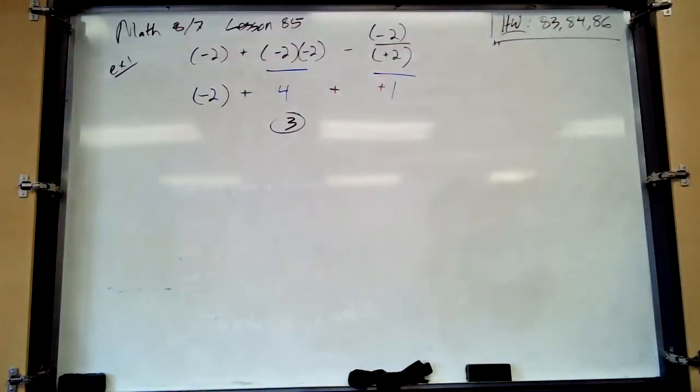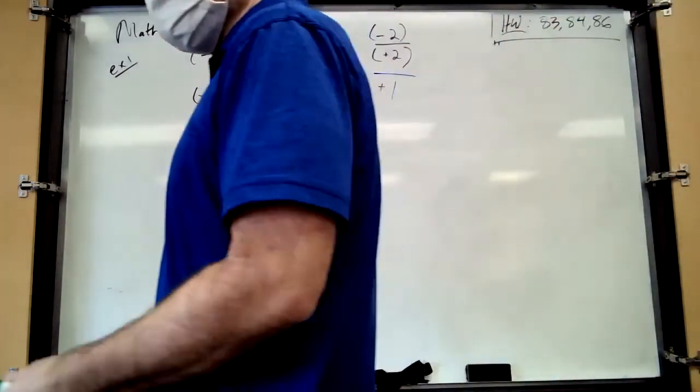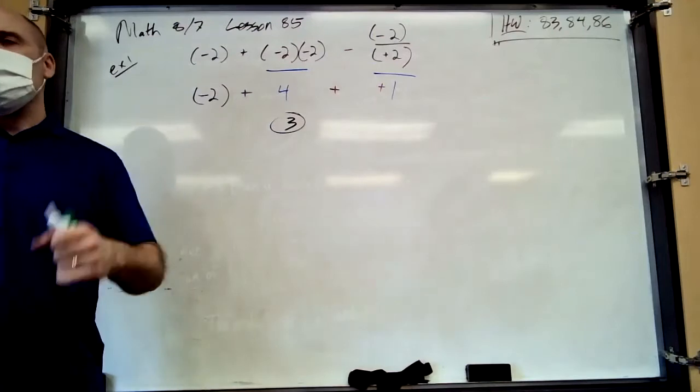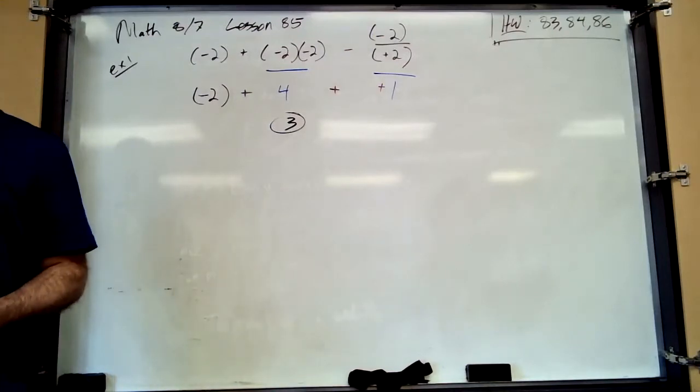So this is just using both types of rules. We're multiplying and dividing signed numbers. We're also adding and subtracting signed numbers. So when it comes to subtraction, how do you subtract signed numbers? The answer is you don't. Change it to an addition problem because it's a lot easier. Okay?